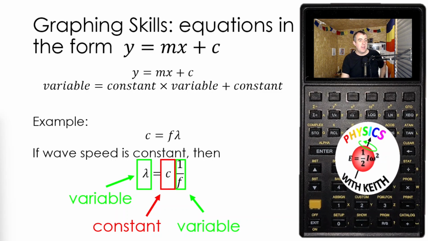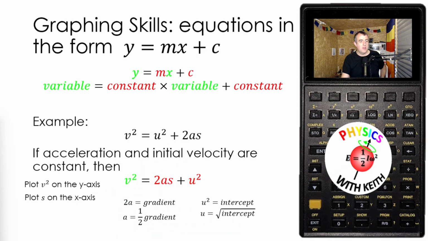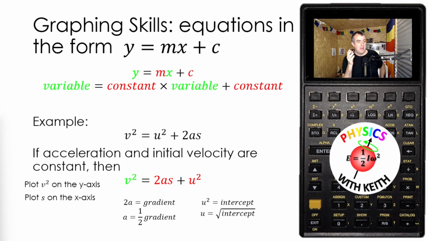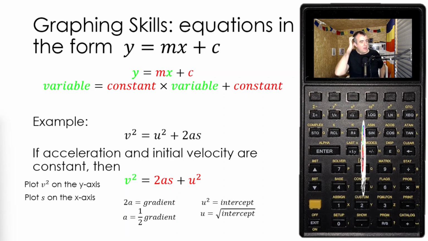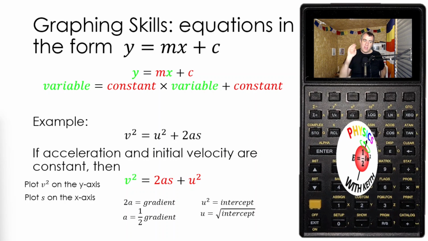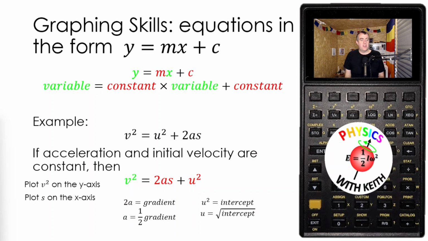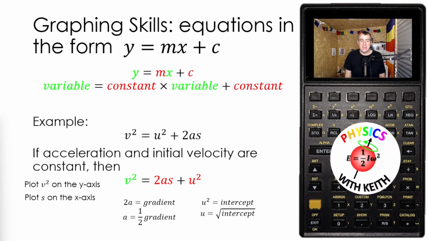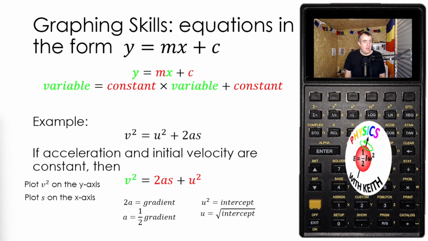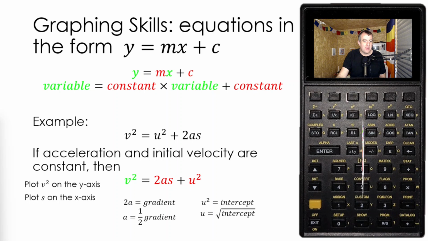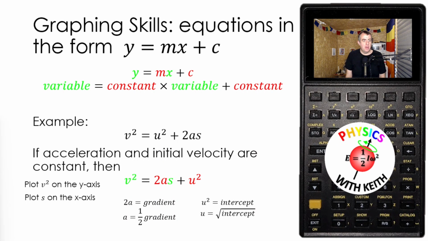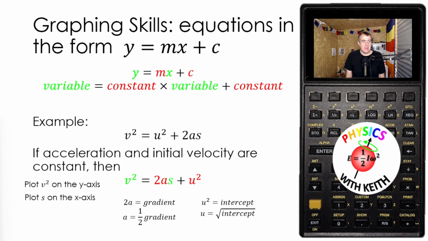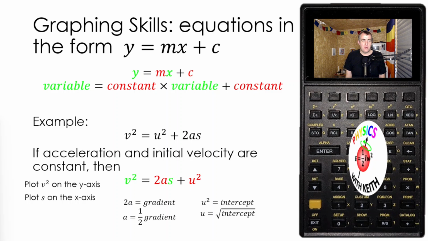Well, that's fine, but so far none of these have had a y-intercept, so let's look at one with a y-intercept. Let's look at v squared equals u squared plus 2as. Okay, well, if acceleration and initial velocity are constant, we're kind of already in this form. Although I appear to have messed up my colours a little bit. There we go. S should be green to indicate that it is a variable. So we plot v squared on the y-axis, s on the x-axis. The gradient is 2a. So if we want to know what a is, it's going to be half the gradient.